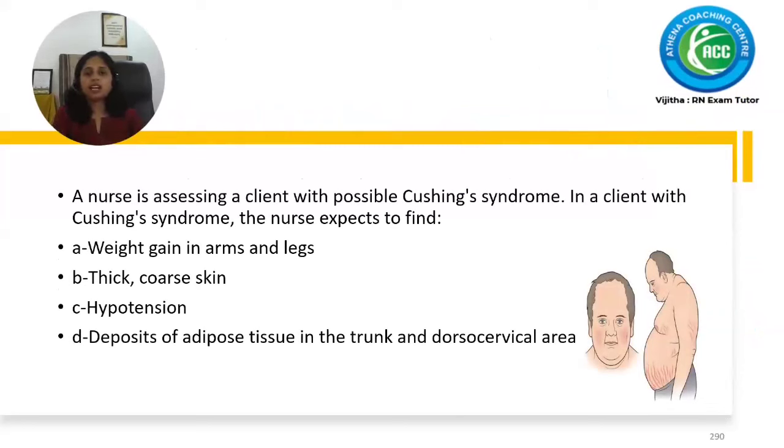Next. A nurse is assessing a client with possible Cushing syndrome. In a client with Cushing syndrome, the nurse would expect to find what? We already discussed what Cushing syndrome is. Cushing syndrome is an endocrine condition in which corticosteroids are produced in high amounts. So what would the nurse expect to find?